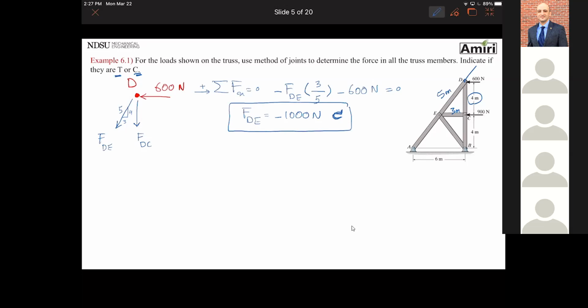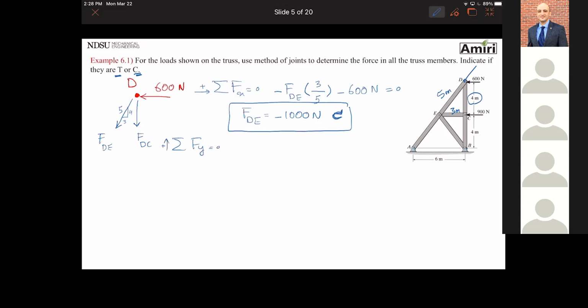Okay, what would your next pin be? Someone said C. Yes, my next was also C because C has 3 members going into it, but DC is no longer, oh, I didn't find DC yet. Okay, never mind. Sorry, my question was confusing. Now I get it. I haven't found DC yet. I still have another equation to write here.